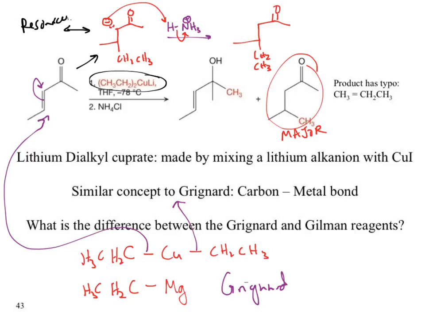Is the mechanism vastly more complicated than this? Yes, because the copper does all sorts of other weird stuff with it. The mechanism that you're responsible for: negative carbon attacks the beta position of your alpha-beta unsaturated ketone. That's what you're responsible for. Okay? Other questions?